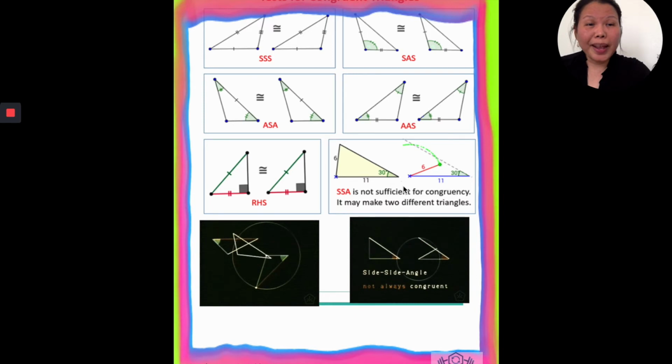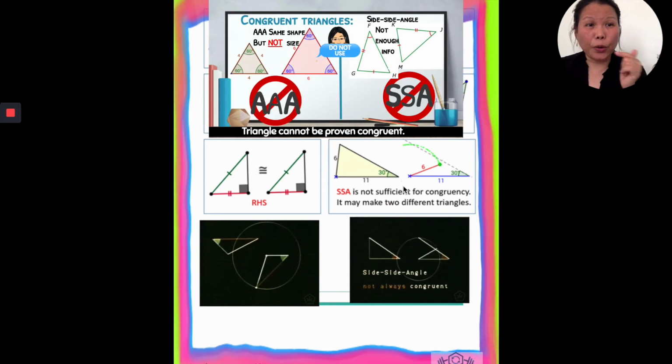Remember, side-side-angle, when we spell it back, is that. Don't use that reason for congruency. We also have the demonstration of an animation down below the SSA to show you why we cannot use that. Proved it on the animation for you.